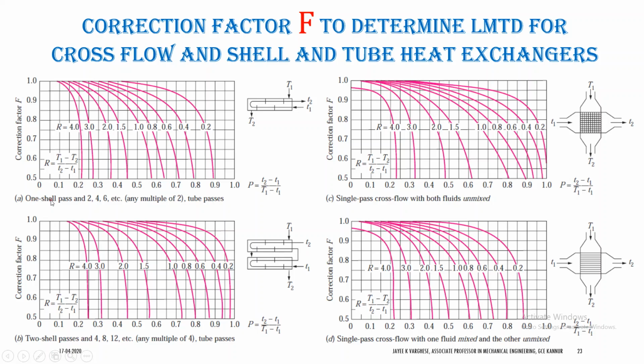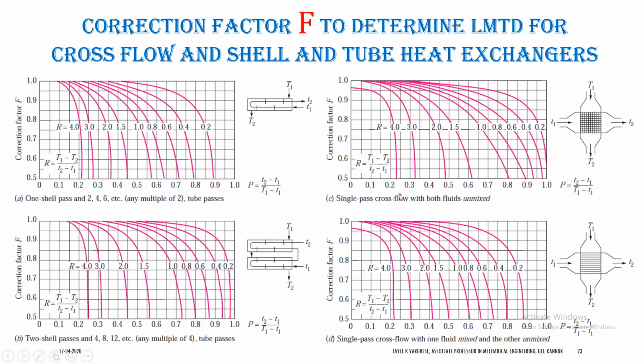Now we can familiarize the titles. This is shell and tube, one shell pass and many tube passes, whereas this is for two shell passes and many tube passes. One shell pass with 2, 4, 6 tube passes. Two shell passes with 4, 8, 12 tube passes, like that.